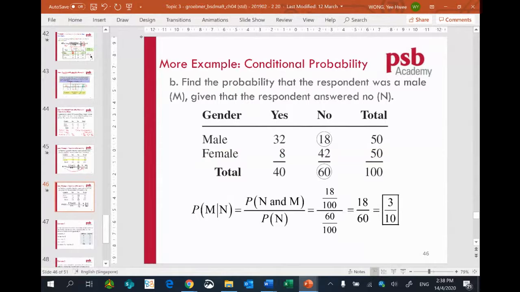Find the probability that the respondent was a male, given that the respondent answered no. So again, this condition is no. Okay, the condition is no. So where's the no? Okay, this is the one. And what do you want? You want male. The male in this no group. So it will be 18 over 60. So from here, straight away jump here. Just ignore the formula.